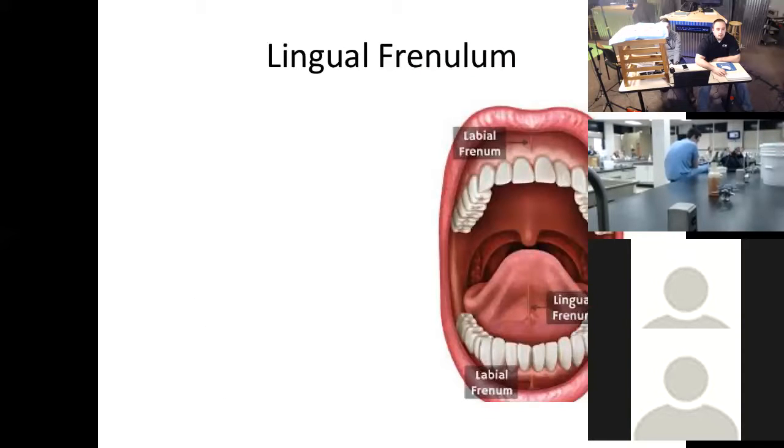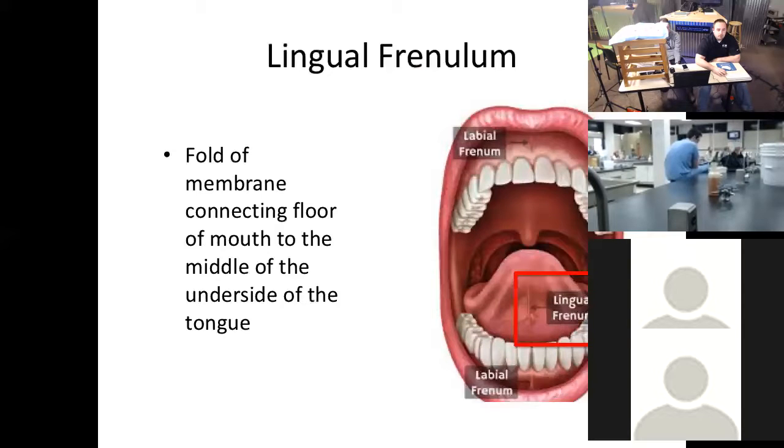A little portion of the tongue that we're going to talk about is the lingual frenulum. The lingual frenulum is a fold of membrane that connects the floor of the mouth to the middle of the underside of the tongue, and it acts as an anchor for the tongue. If you want to look at your partner, someone who's next to you, have them lift their tongue up, and you should see this little fold of membrane connecting to the floor of the mouth. You might also notice that we have frenulum for the upper and lower lips, although they're a lot harder to see than the one for the tongue.